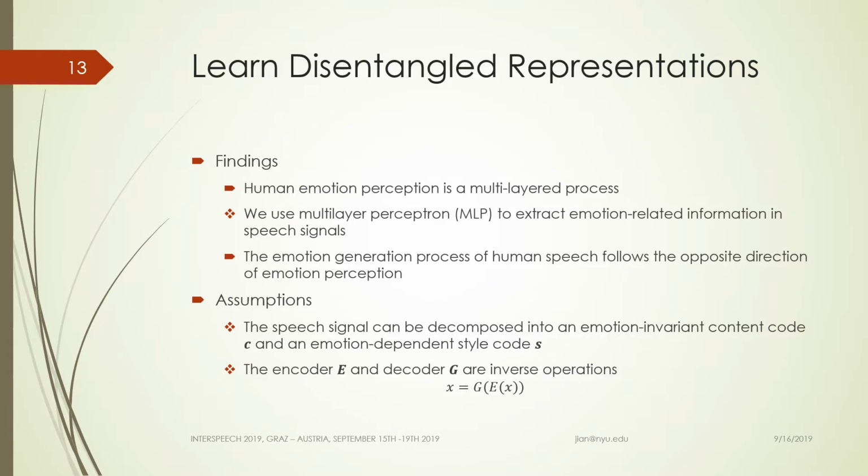In the previous research, people find human emotion perception is a multi-layer process, so we use a multi-layer perceptron model to extract emotion-related information in speech signals. And the emotion generation process of human speech follows the opposite direction of emotion perception. Based on these findings, we assume that first, the speech signal can be decomposed into an emotion-invariant content code and an emotion-dependent style code. The encoder E and the decoder G are inverse operations.